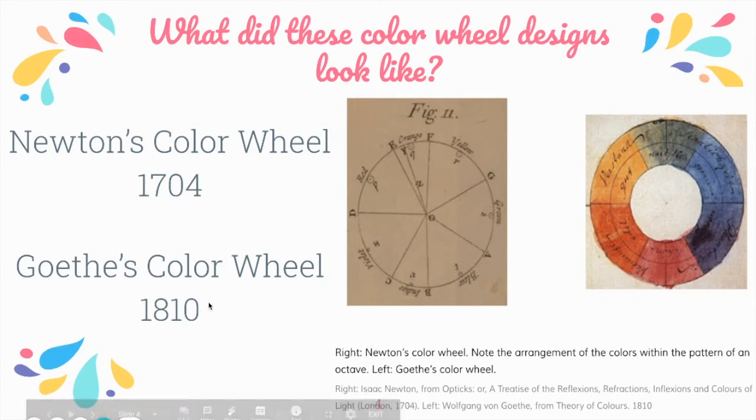And then Goethe came along and he also created a color wheel, but his actually doesn't have any color in it. It's just labeled with text.